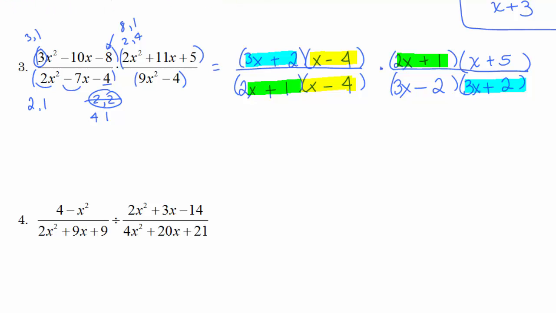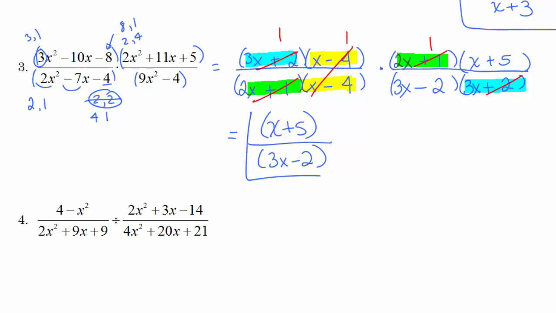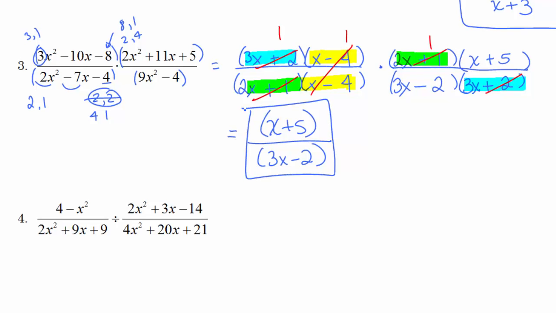Alright, so let's start reducing. So what happens? That divides into one time, that goes in there one time, that goes in there one time. So all I have left on the top is 1 times 1 times 1 times x plus 5. And on the bottom, 1 times 1 times 1 times 3x minus 2. A lot of factoring and reducing.